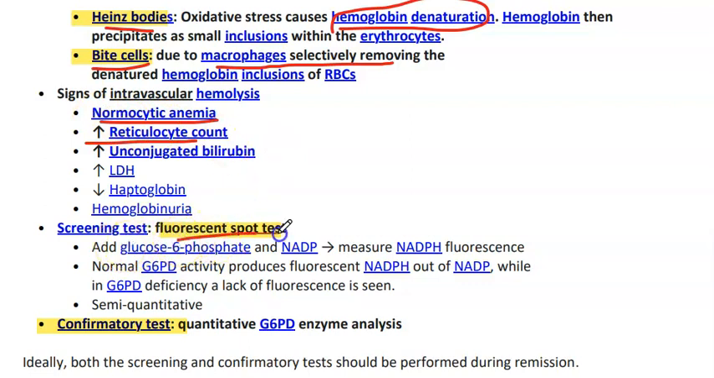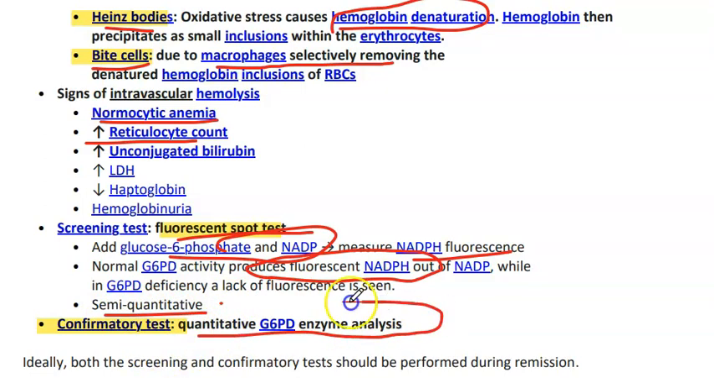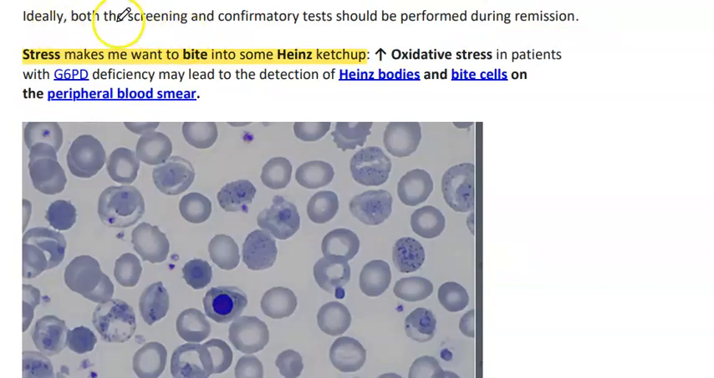Screening test: the fluorescent spot test is used. Add glucose 6-phosphate and NADP. Measure NADPH fluorescence. Normal G6PD activity produces fluorescent NADPH, as NADP is converted to NADPH, while in G6PD deficiency, a lack of fluorescence is seen. It's a semi-quantitative test. The confirmatory test is the quantitative G6PD enzyme level. So this is the confirmatory test. Ideally, both screening and confirmatory tests should be performed during remission.